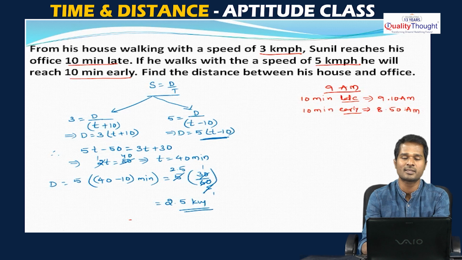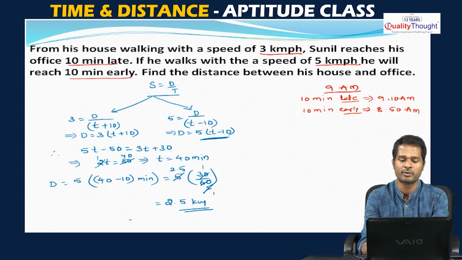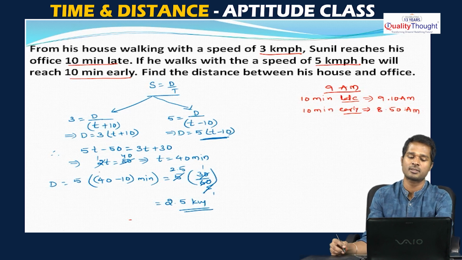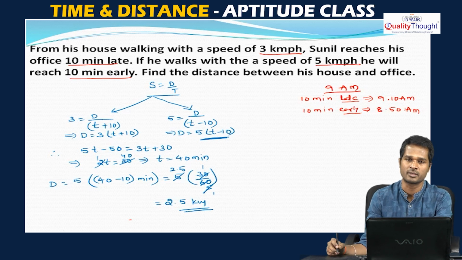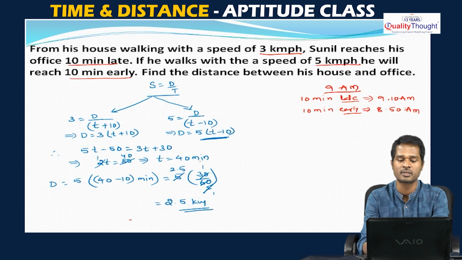So this 40 minutes is nothing but the actual time required to reach the office from home. Now take any equation. I took the second equation, distance d is equal to 5 into 40 minutes minus 10 minutes, which is 30 minutes, that is half an hour. So 30 by 60 hours, which is half an hour. So 2 ones are 2, 5s are 10, which is 2.5 kilometers, the distance between house and office.